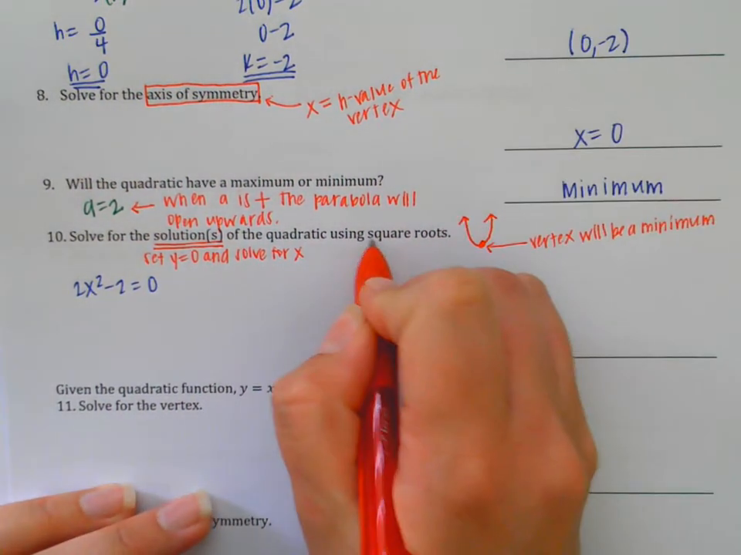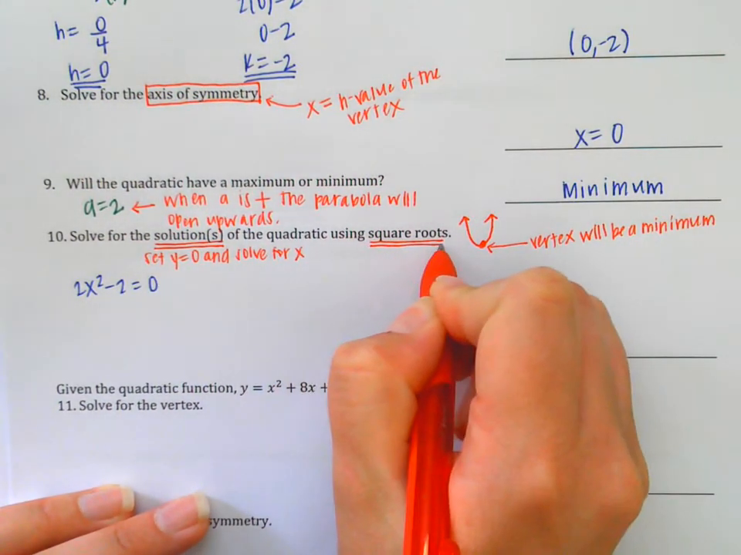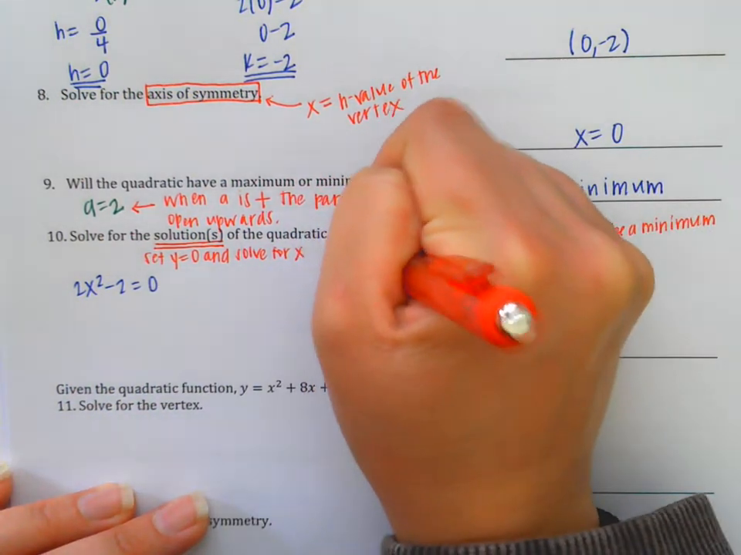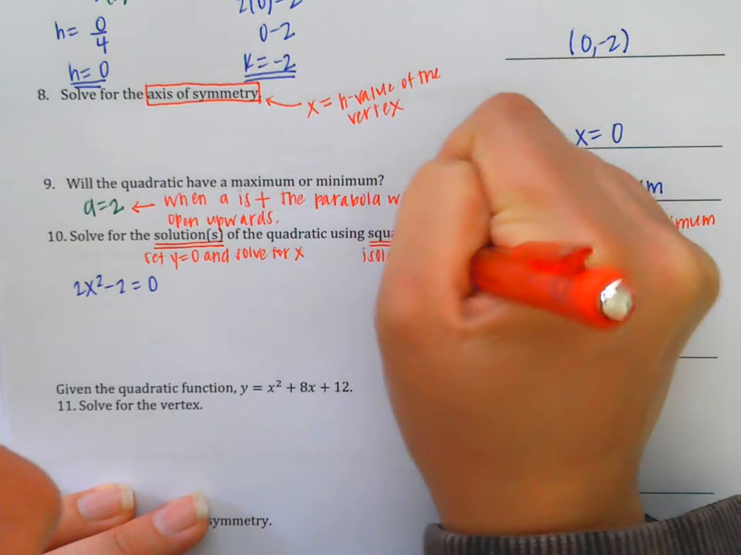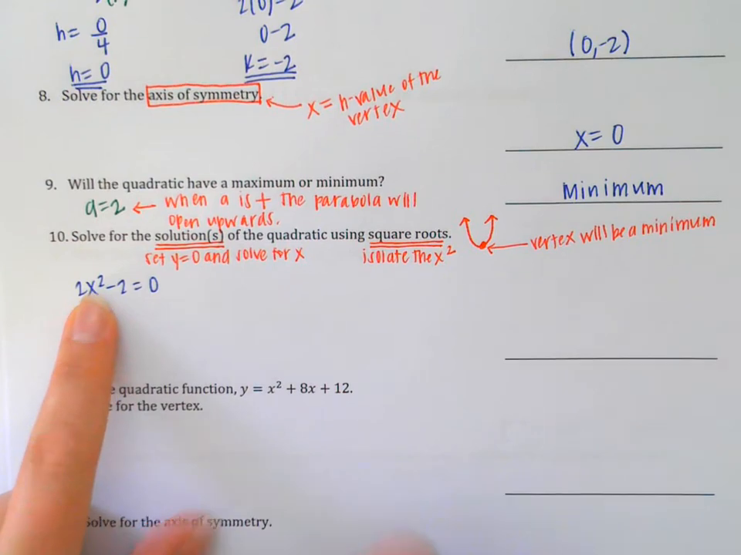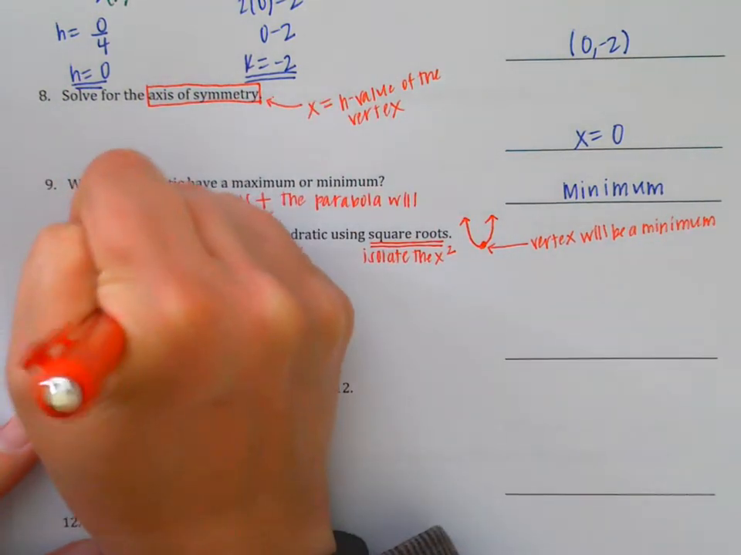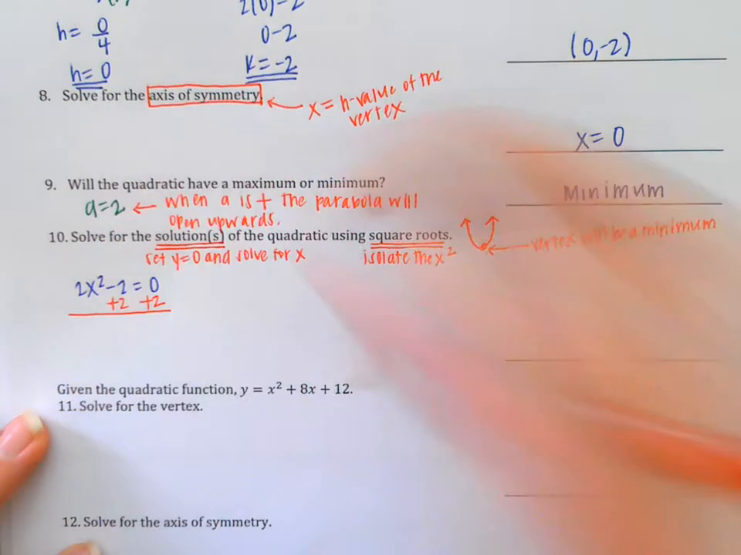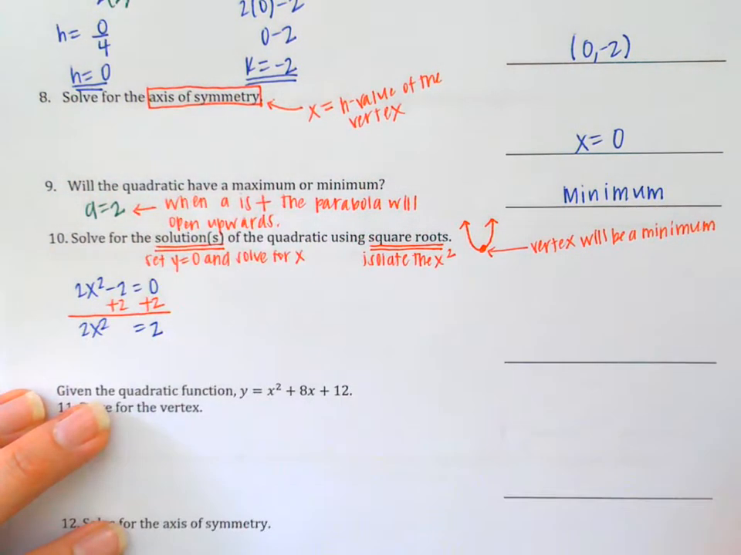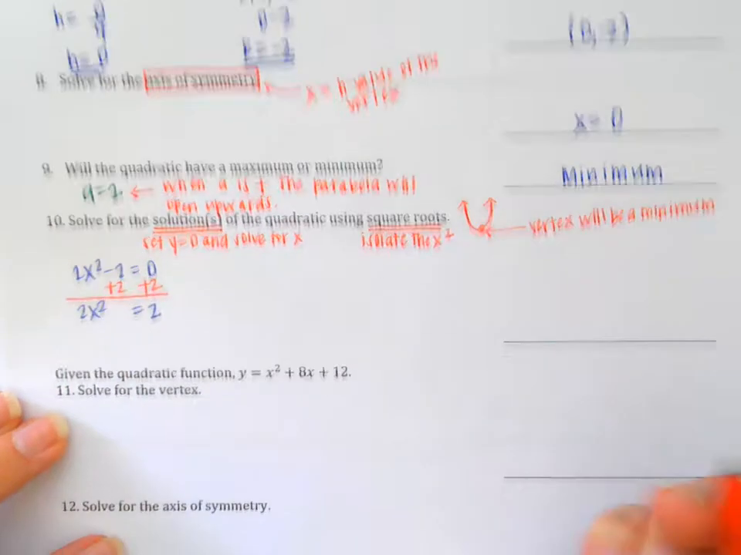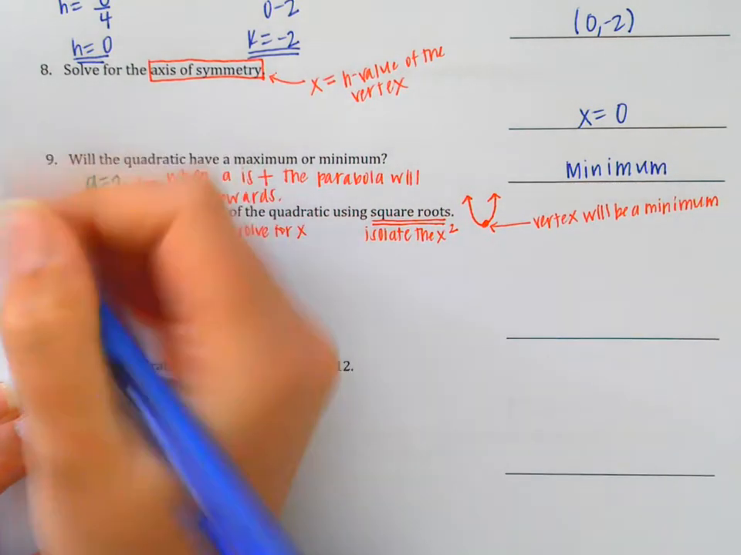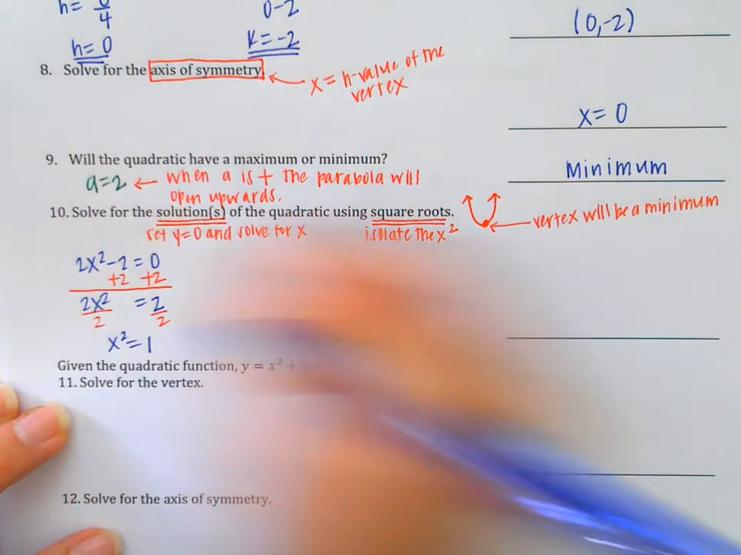So when you're using square roots, remember you want to isolate. That means you want to isolate the x squared. So what that means is I want to get x squared all by itself. So I'm going to first add 2 to both sides. And I have 2x squared equals 2. I still need to get this x squared by itself, so I'm going to divide both sides by 2. And then I get x squared equals 1.